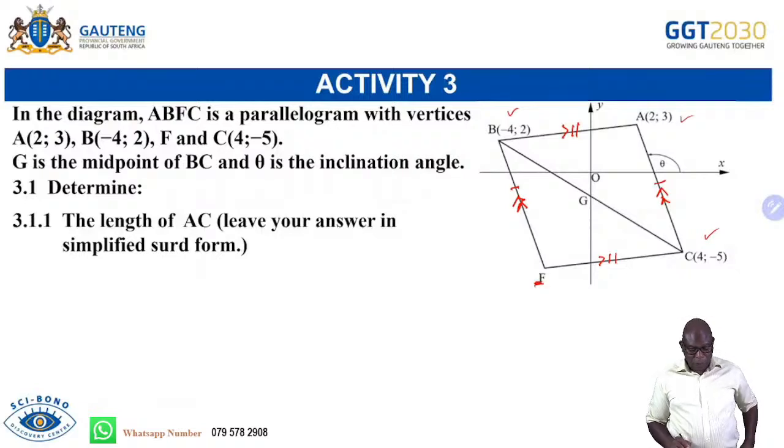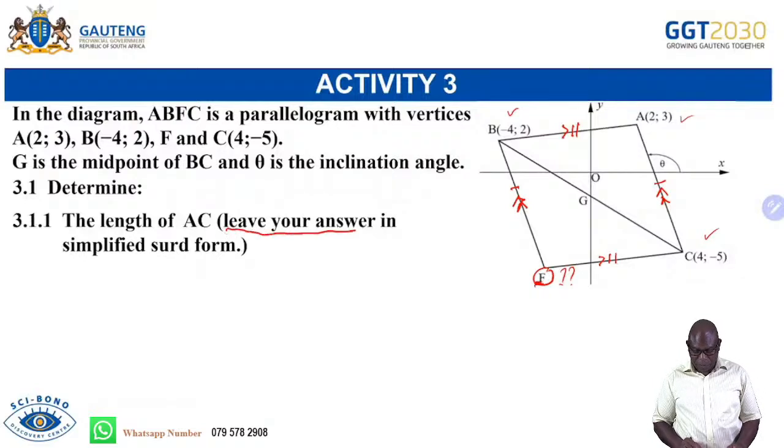Right. So we have got A, B, and C coordinates, but F, we don't have any coordinates in there. Let's go with the question. Now, the length of AC. Determine the length of AC and leave your answer.